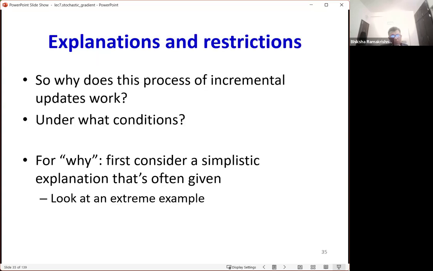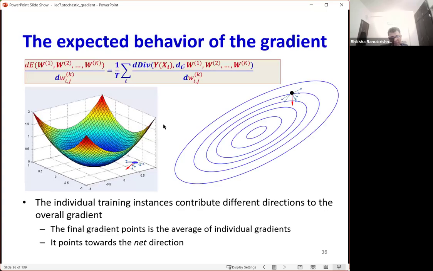Now, why does the process of incremental updates work, and under what conditions? For the why, first I'm going to consider a very simplistic explanation that's often given, and it will give you some sort of an intuition. Let's look at an extreme example.